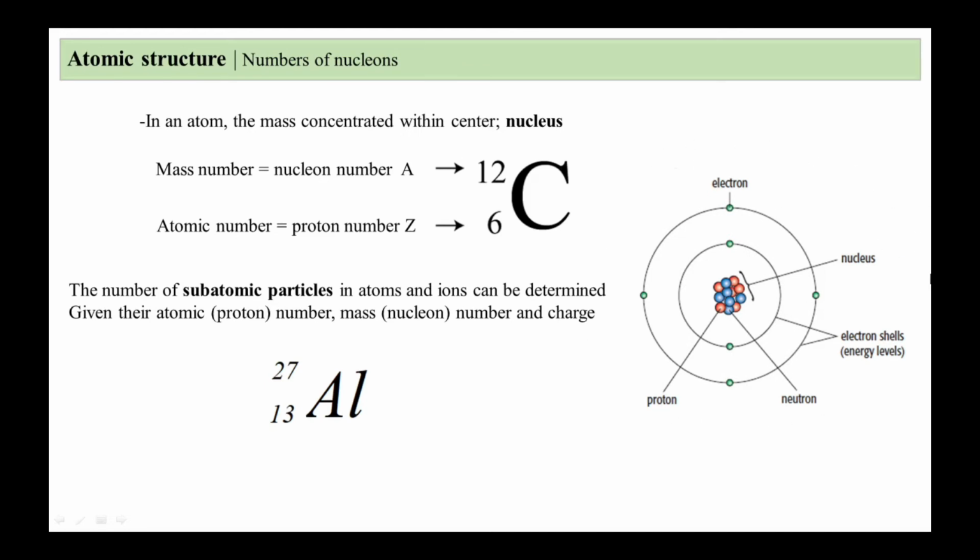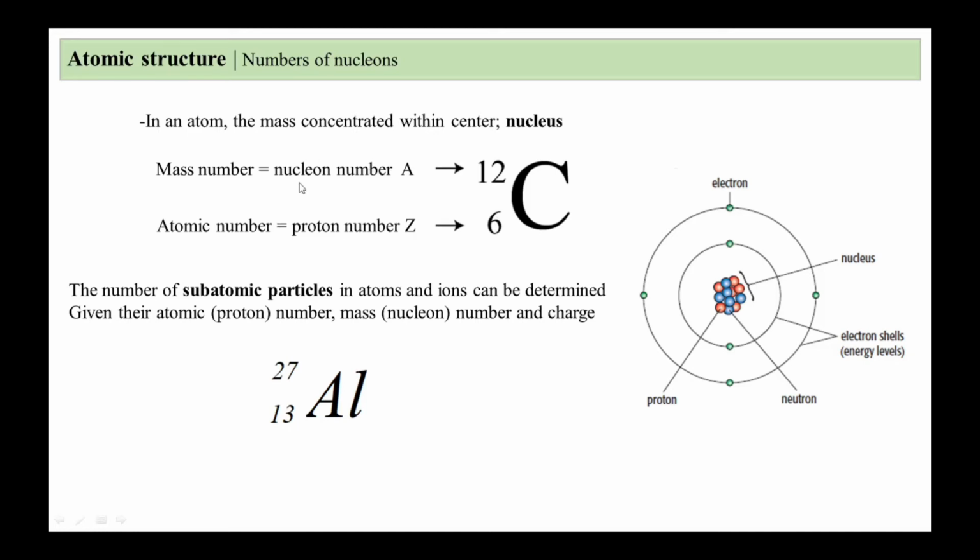So from this image, we can see that the nucleus is formed by protons and neutrons, which have a mass that is very large compared with the mass of the electrons. So from that, we can say that the mass of an atom is concentrated in the center, in the nucleus. Good.